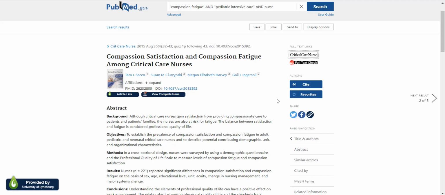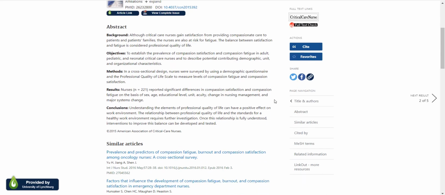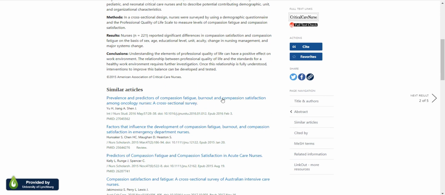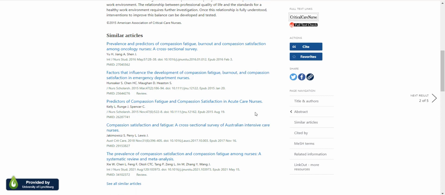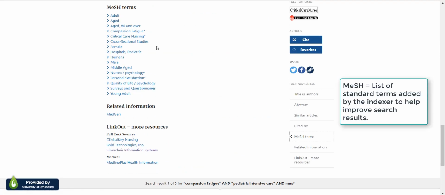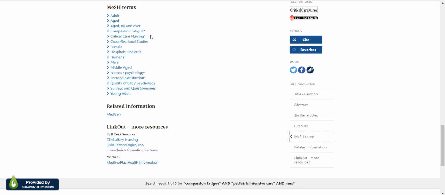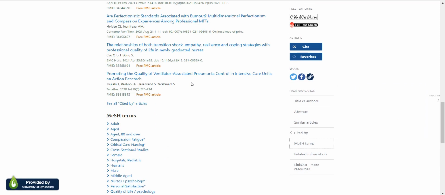All right, other things that might be useful from our article record are the similar articles or related articles that PubMed has pulled out down here at the bottom based on your search terms, and then also the MeSH terms, so the medical subject headings that have been assigned to this article by PubMed. Clicking on any of these are going to take you to things like quality of life, psychology, critical care nursing, all of those things.